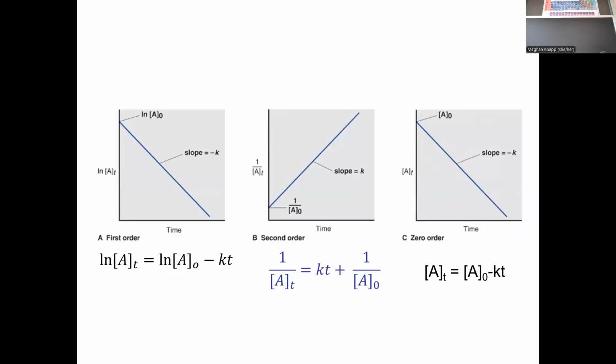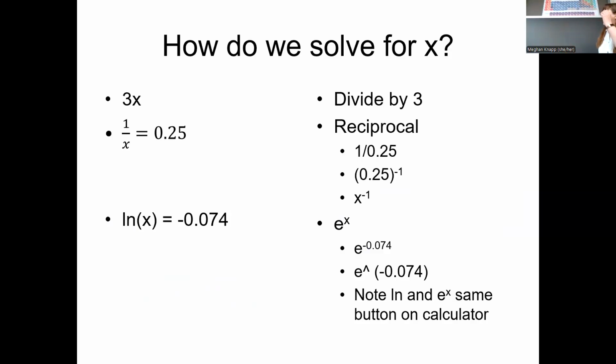Then a reminder of how we are going to solve for x if we have different things. So of course, if we have 3x and we want to figure out what x is, we're going to have to divide by 3, right? If I have 1 over x, in my calculator, I can either do 1 divided by that number, or I can do to the -1. Depending on the calculator, sometimes the button looks like this. Sometimes the button looks like 1 divided by x. Those mean the same thing.